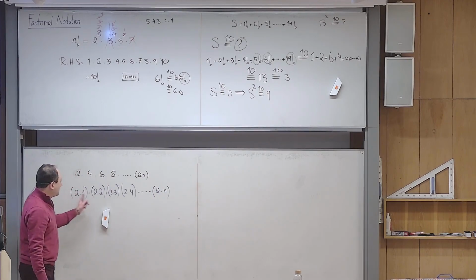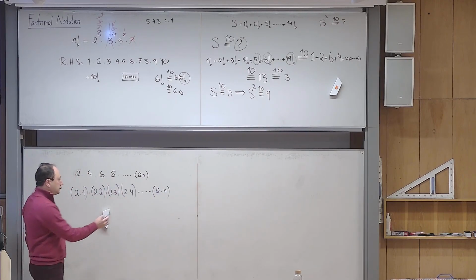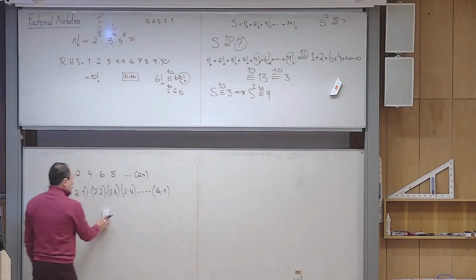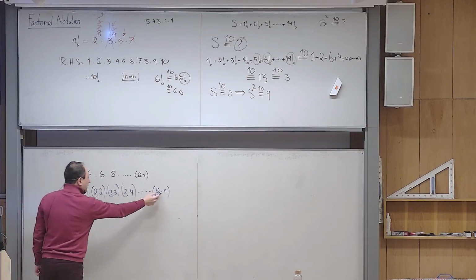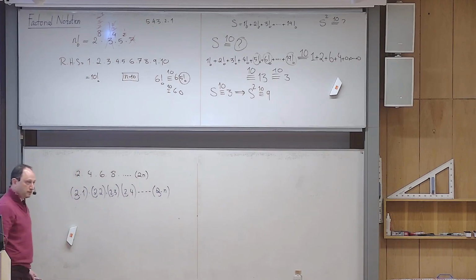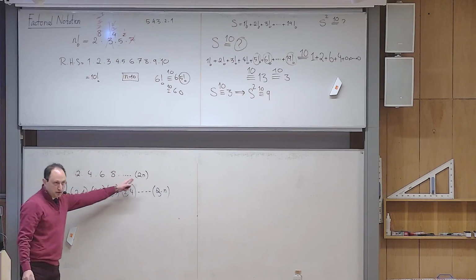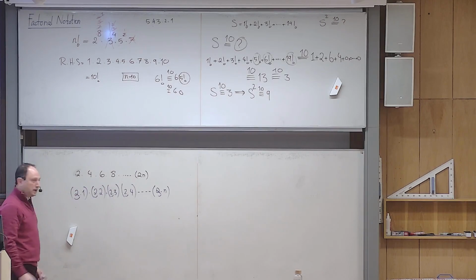So if you multiply all these things, order doesn't matter, yes? So what I do, I have a 2 here, a 2 here, a 2 here. In each one of them, I have a 2. How many 2's I have? I have n terms, so I have 2 to the power of n.